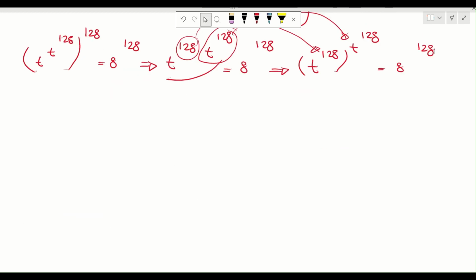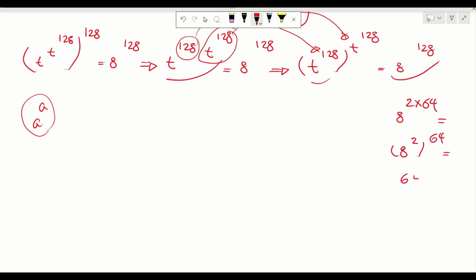Now from here you can see that I have this kind of a to the power of a again for the left hand side, so I can rewrite this 8 to the power of 128 to be this a to the power of a shape. And to do this, I'm going to write this 8 to the power of 128 as 8 to the power of 2 times 64, and then it's going to be 8 to the power of 2 to the power of 64, and it's going to be 64 to the power of 64.